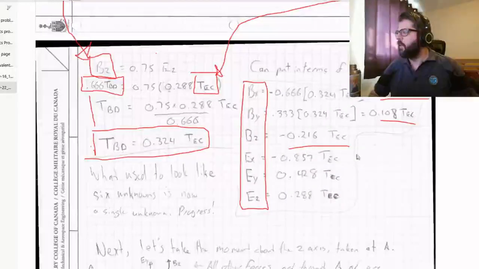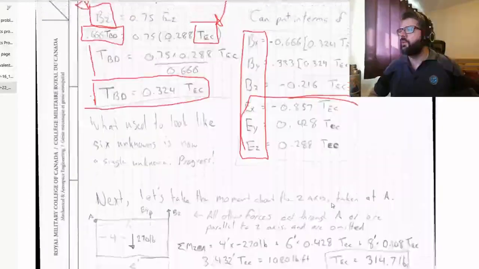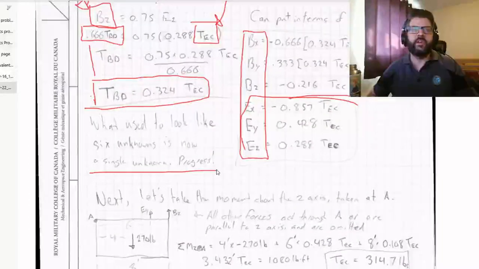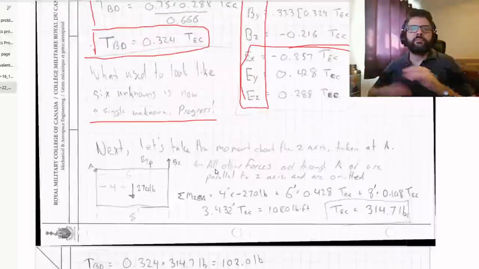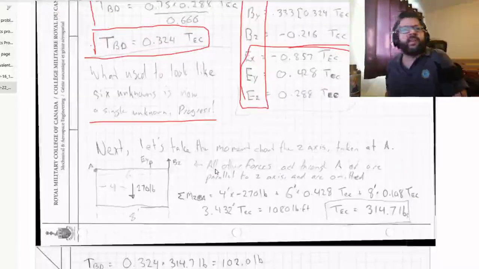So anyways, these other ones, you can solve for those. So now, basically, we started off with what looked like 6 unknowns, and now we've got them all in terms of a single unknown. We are making progress here. So, what's the next thing to do? Let's take another moment.